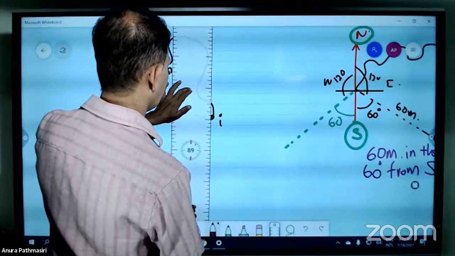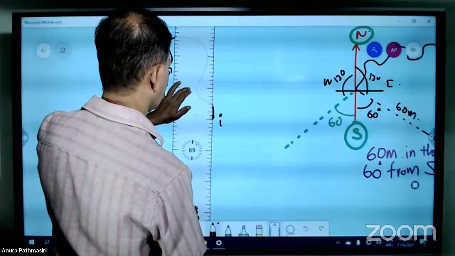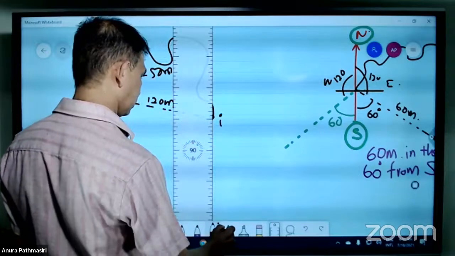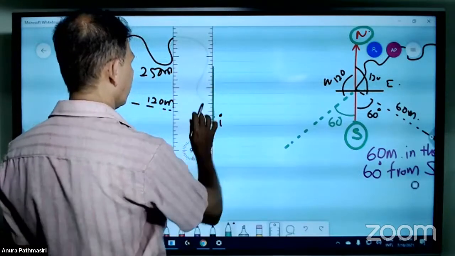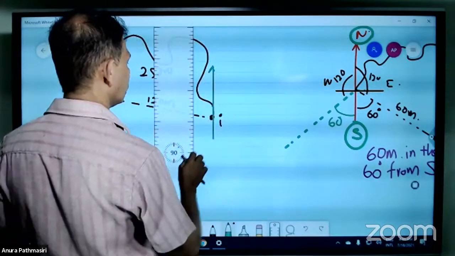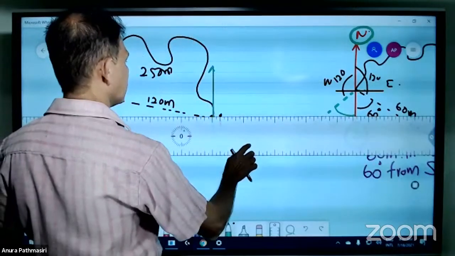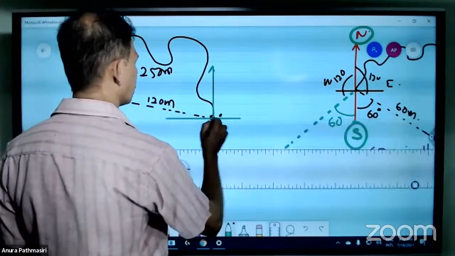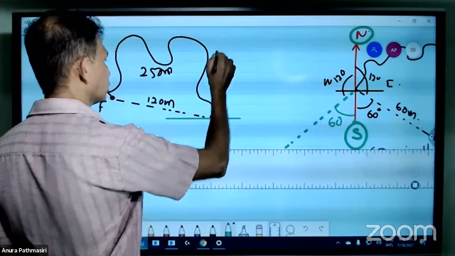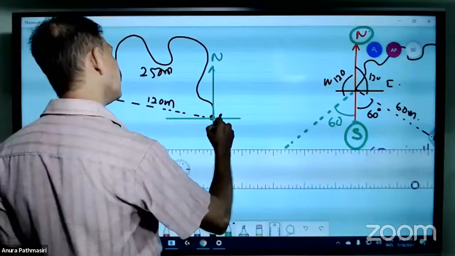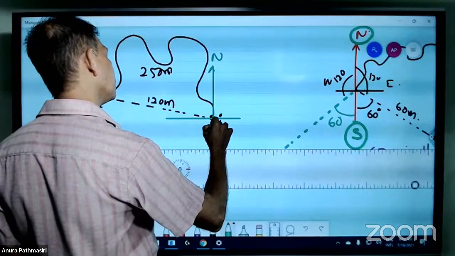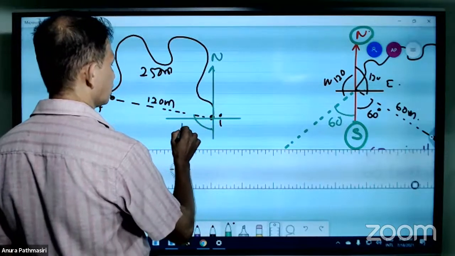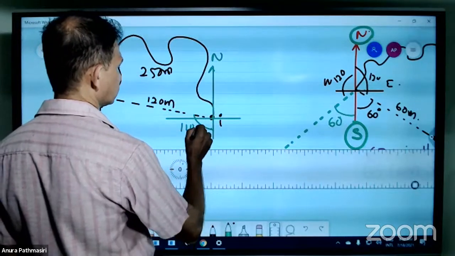So you can have 89, 90. Good. So this is north, and this is north, and this is west. Right. So you can have north, right? The angle between this one here is 110 degrees.